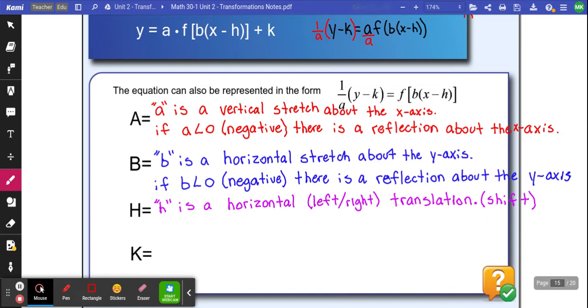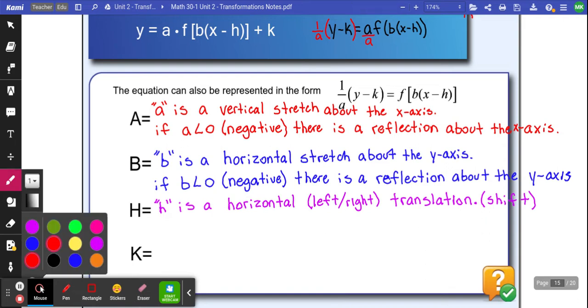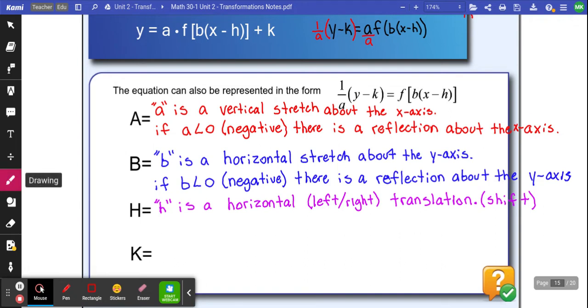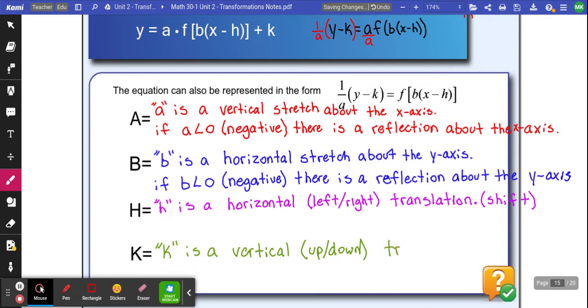Last one, K. K would be a vertical translation. K is a vertical, that means up, down. K is a vertical up, down translation.